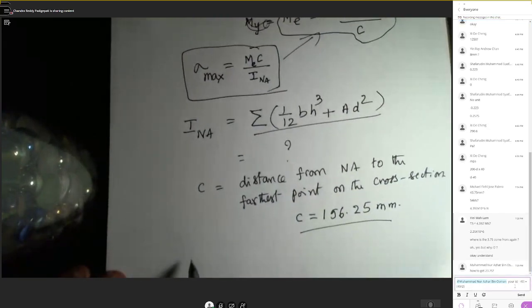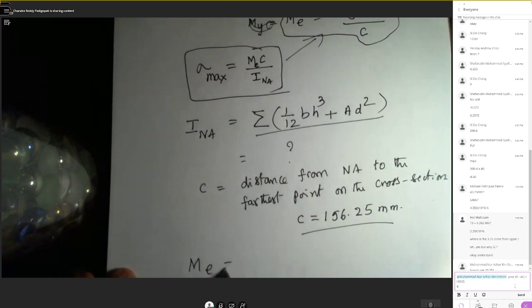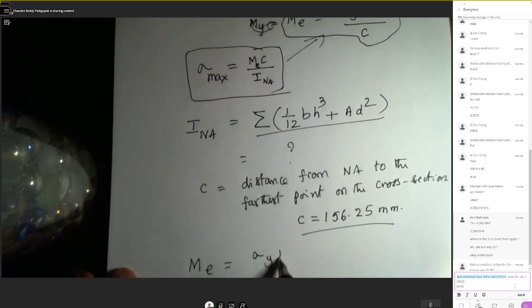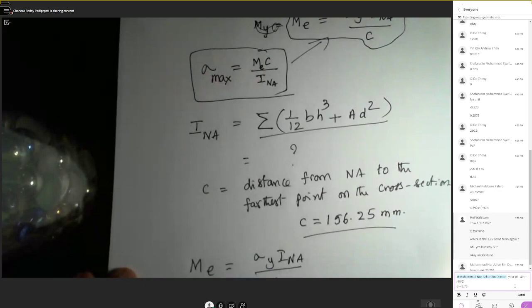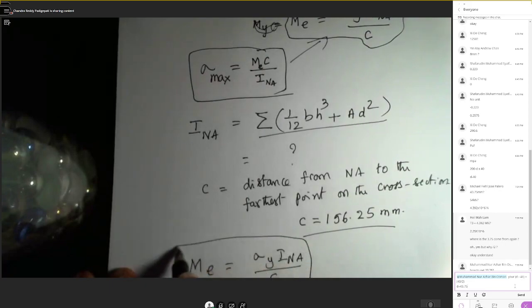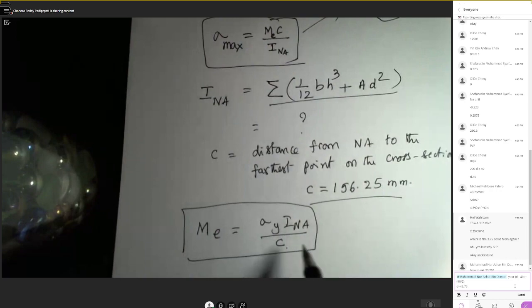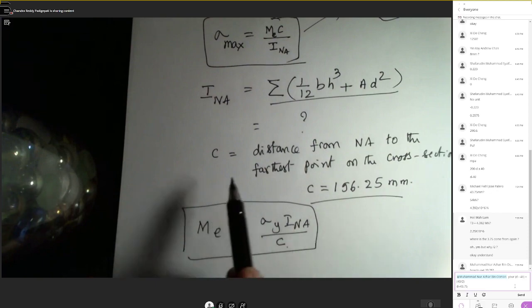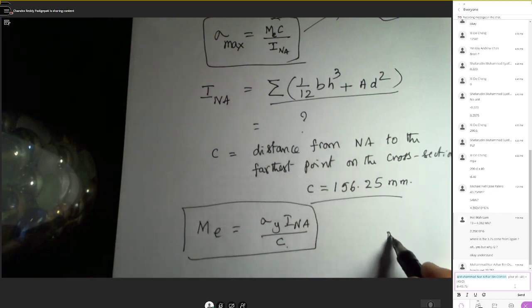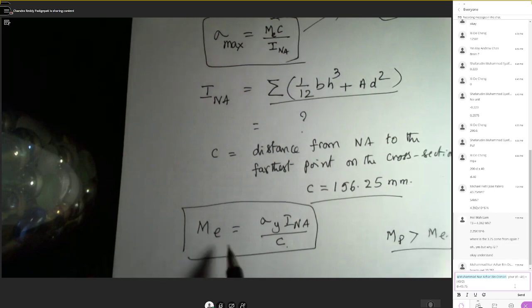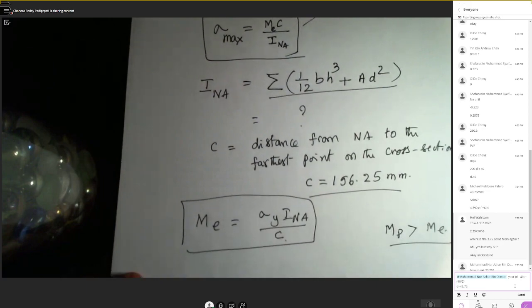All right, then you will be able to calculate the elastic moment. I just write the formula: sigma y times inertia through the neutral axis over C. Once you calculate the elastic moment and plastic moment, the plastic moment will always be higher than the elastic moment. If your calculation yields more than the plastic moment, that means your calculation is incorrect. Plastic moment will always be greater than elastic moment.